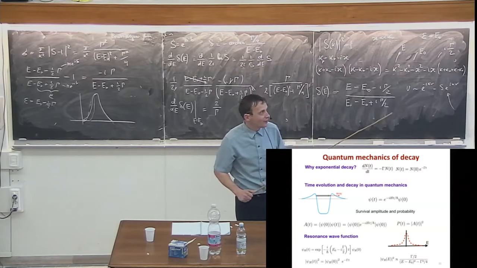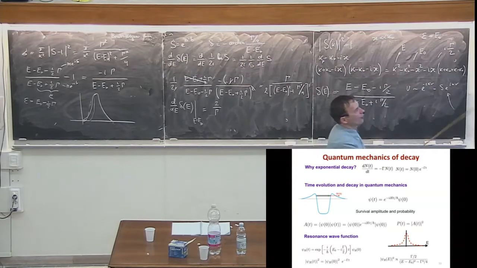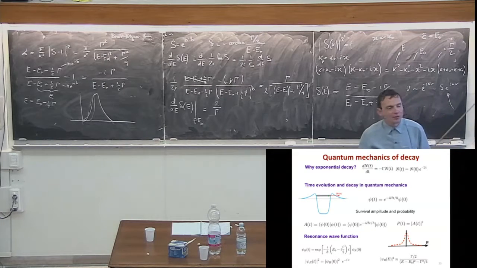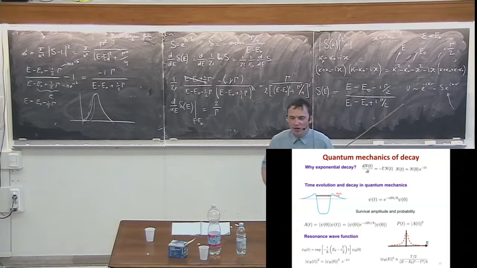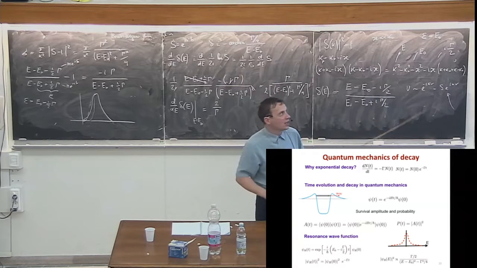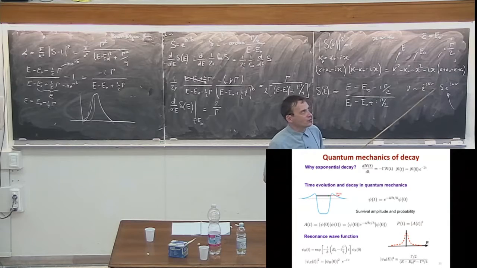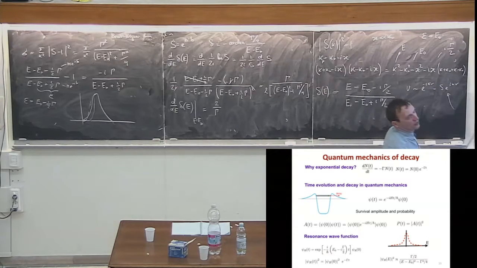From the classical perspective, the exponentiality comes trivially, because we just say, well, we have some number of samples and the rate with which these samples disappear is proportional to the number of samples. The only solution, therefore, is exponential.